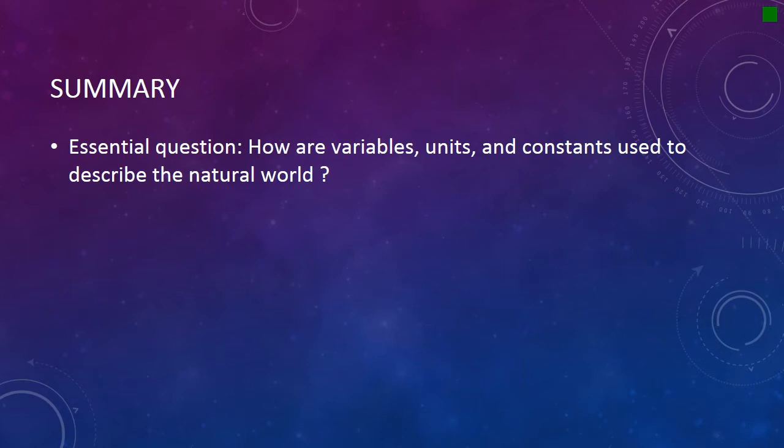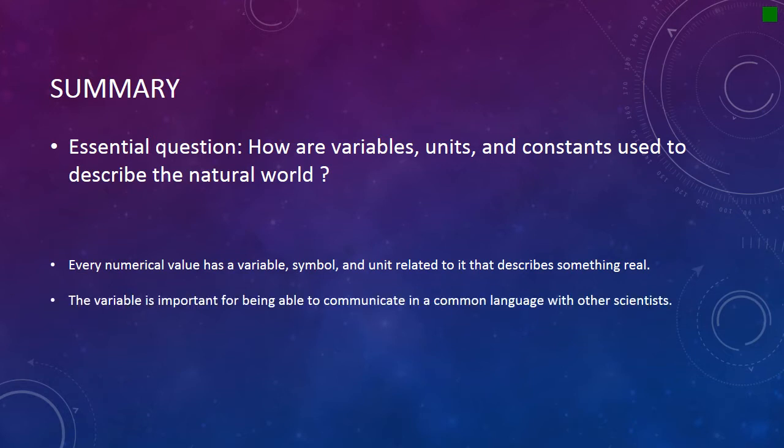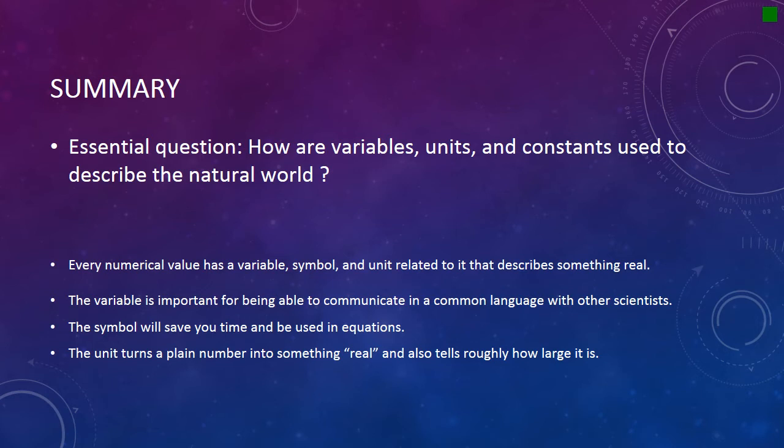So in my own words, the collected information I had to answer this was that every numerical value has a variable, symbol, and unit related to it that describes something real. The variable is important for being able to communicate in a common language with other scientists. The symbol will save you time and be used in equations where we don't know what something is. Like, if you have an unknown, you can place a symbol in there. And finally, we have to remember to use units to turn plain numbers into something real. So always have your units and make sure that we're always relating back our equations and values into concepts that we're learning about.